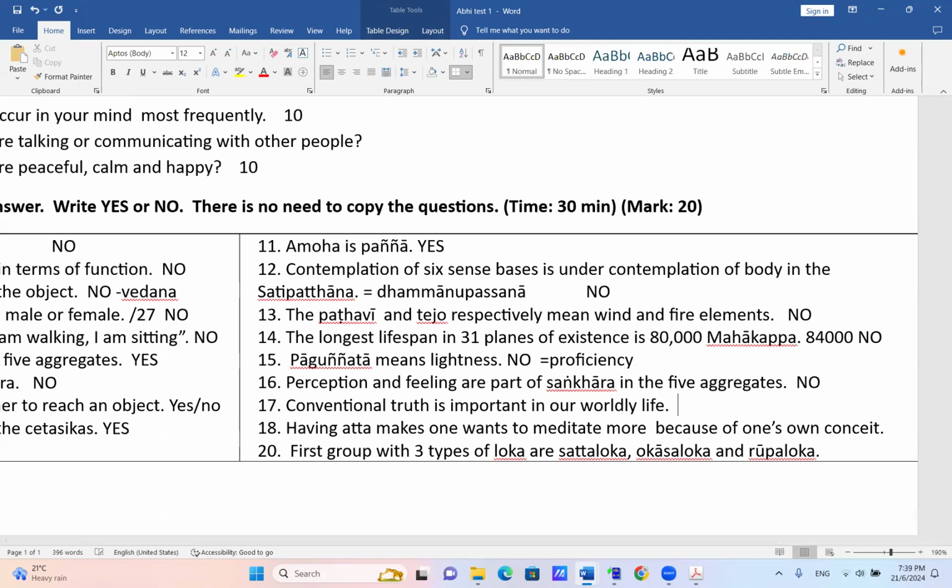Conventional truth is important in our life, yes, because we need to call our father and mother, even though they are Namarupa. There's teacher and student, even though we are just Namarupa. Sorry, yes.